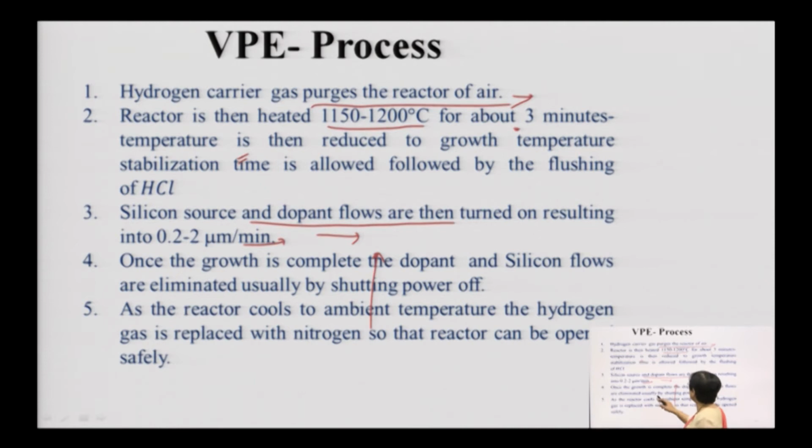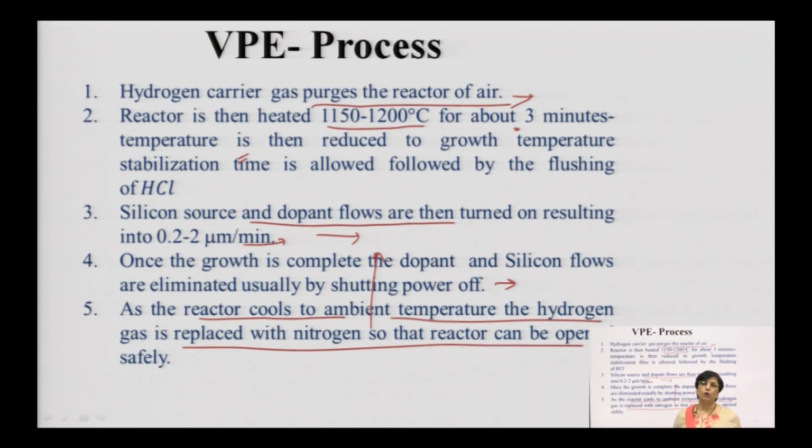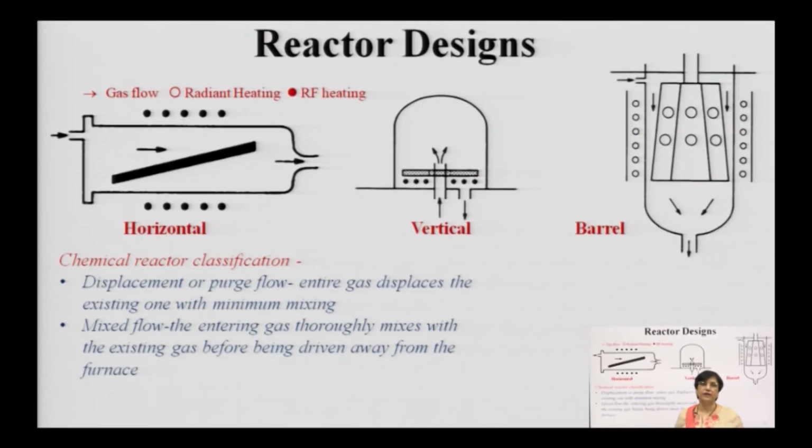Once the source is introduced, the growth will be dependent on the dopant, and the flows are eliminated usually, and the power is shut off. The residual things will be driven away once the reactor cools to ambient temperature. The hydrogen gas is replaced with nitrogen gas, and the reactor will be opened, so that the explosivity of hydrogen can be handled carefully.